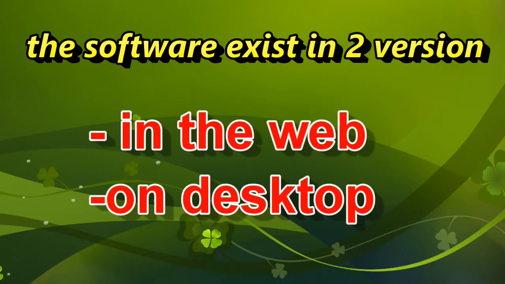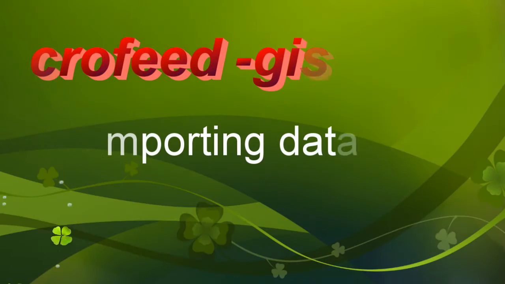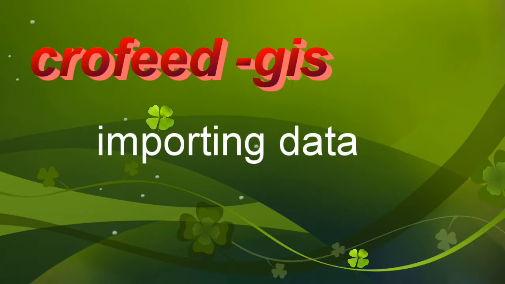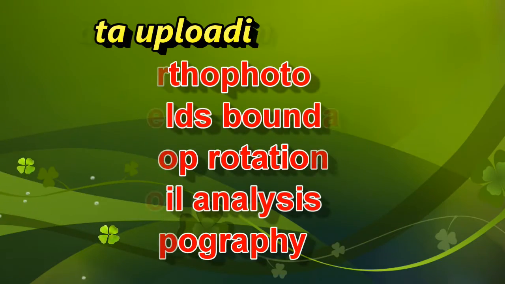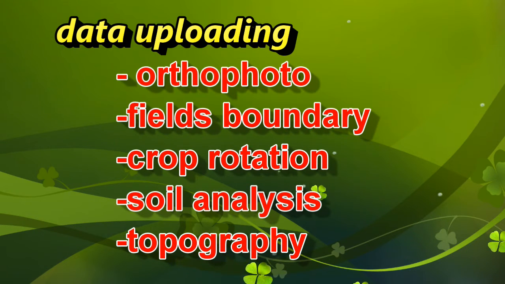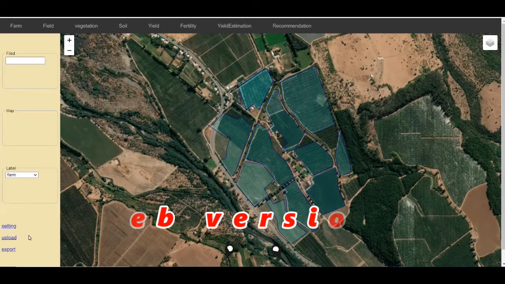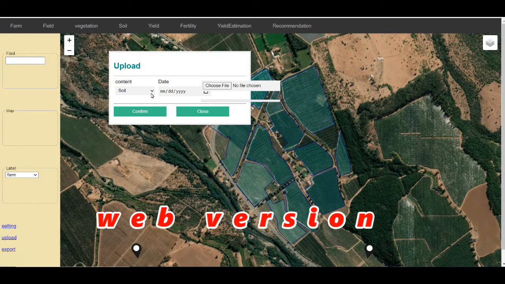The software exists in two versions, one on the web and the second on desktop. The first step is importing data. We are uploading orthophoto, field boundary shape, crop rotation data, soil analysis, and others. In the web version, for instance, here we see how we are uploading data.